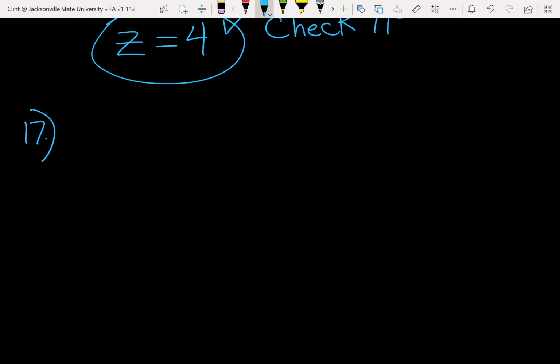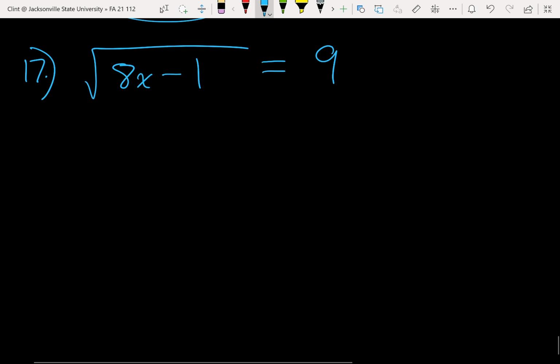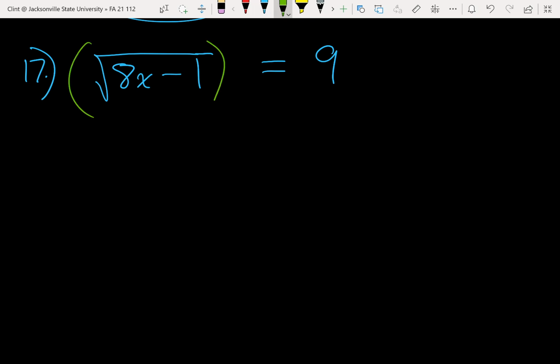17. Let's find all real solutions. Square root of 8x minus 1 equals 9. On this one, we want to get rid of the radicals. So we need to make sure it's by itself on one side. It already is on this one. And so then to get rid of a square root, what do? Square, yeah, so we're going to square both sides. So raise both sides to the second power.